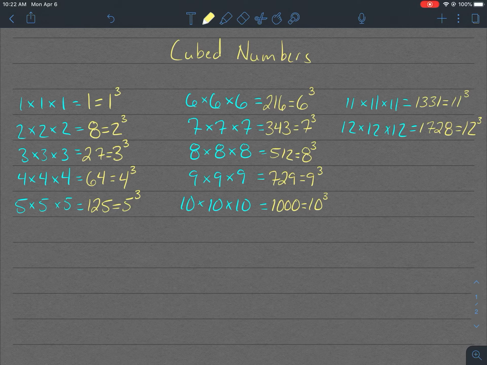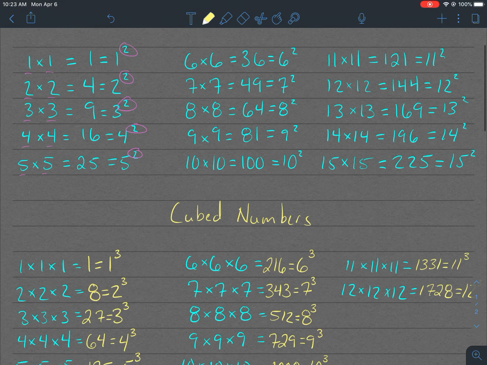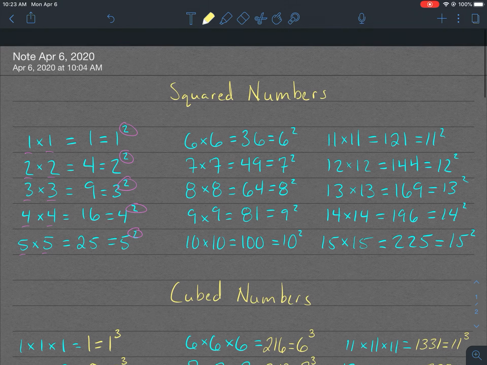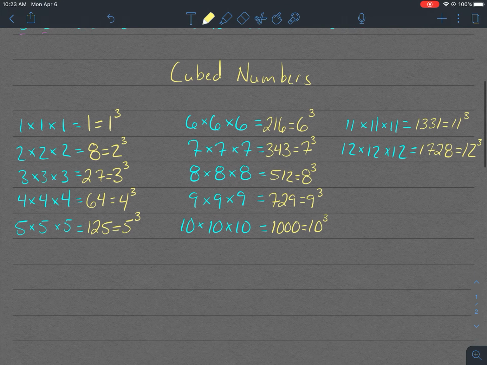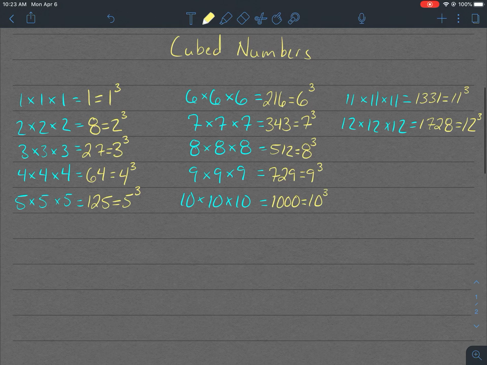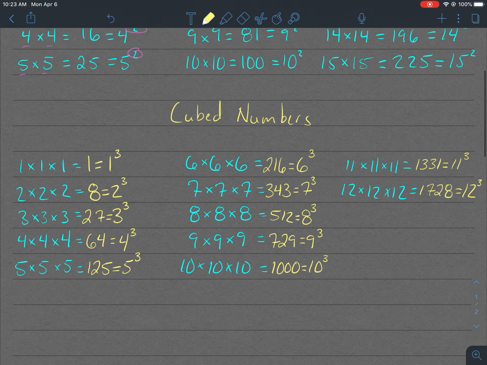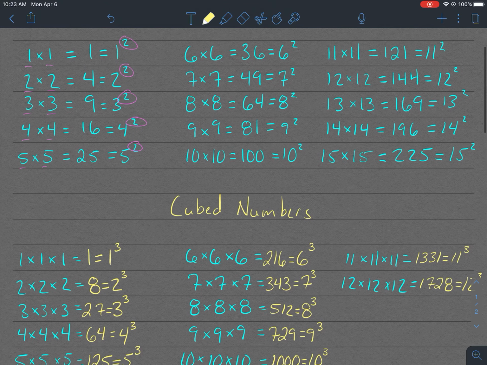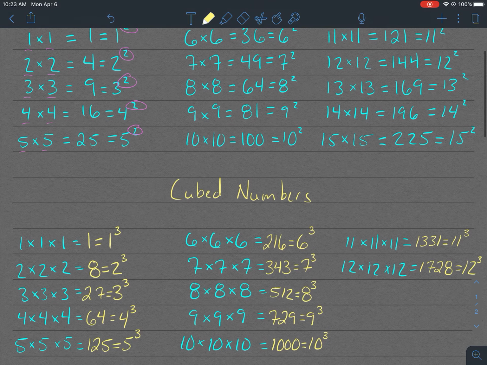Now memorize these, practice these. I will give you an assignment over this, okay? And this video is also going to relate to square roots and cube roots, okay? So you need to memorize every single one of these, okay? Every single one. Or at least know how to get them, okay?